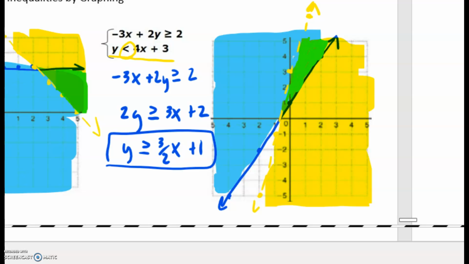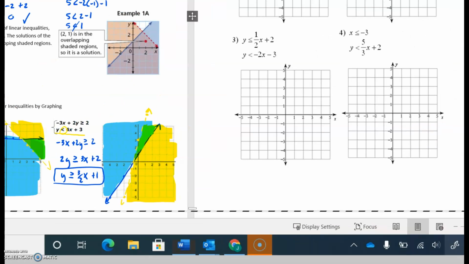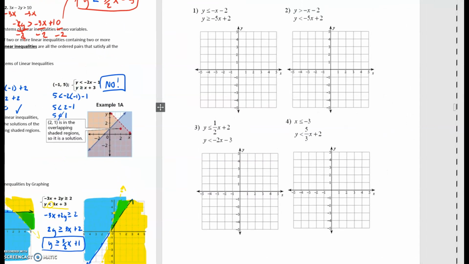All right, so we just did a couple examples. Now what I'd like you guys to do is the 4 remaining on the back page. Notice, guys, they're already in slope-intercept form for you, so that should not be an issue. Graph the y-intercept and the slope. Determine if it's above or below, and if it's solid or dotted, and make sure you identify that overlap.